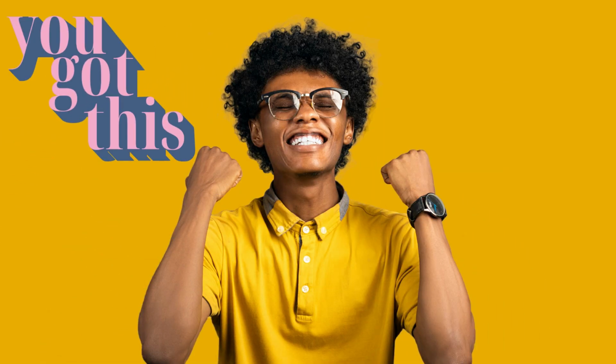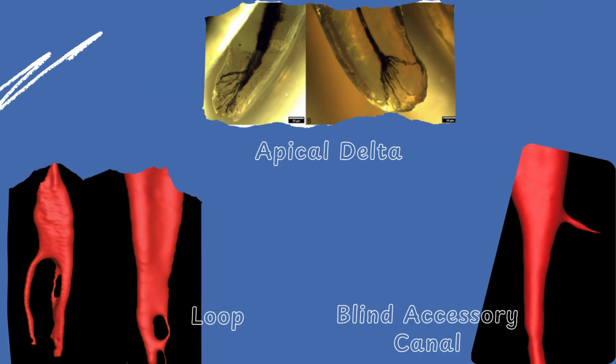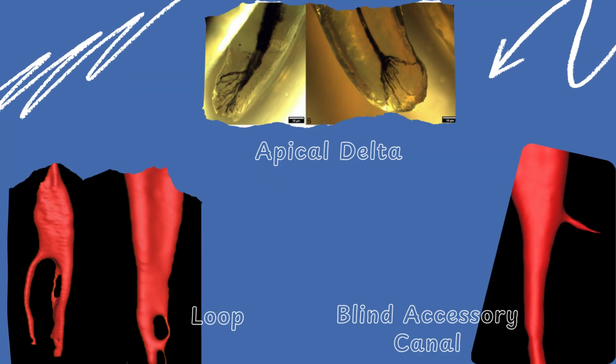And when you think you have got it all figured out, you might encounter an apical delta, where the canal splits into multiple tiny canals, or a blind accessory canal which ends inside the root without exit, or you may even encounter a loop-shaped canal. Hence, knowing these variations will lead to a higher success rate of endodontic therapy.